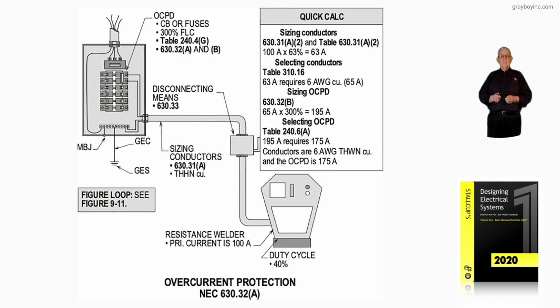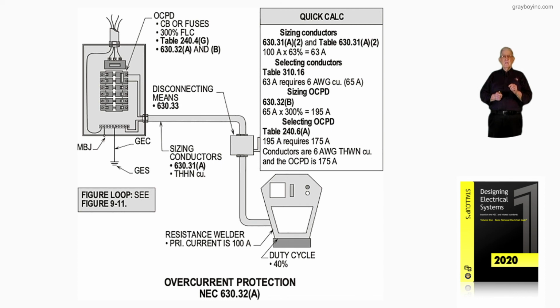Now it's time to select the conductor, so we go to Table 310.16, and we would select a number 6 that would be good for 65 amps at 75 degrees C. Using the design book, just remember, everything is going to be 75 degrees C in most all cases unless it says otherwise. If you're using cables, it will usually be 60 degrees C or dual marked, as we talked about in Chapters 9 and 8.